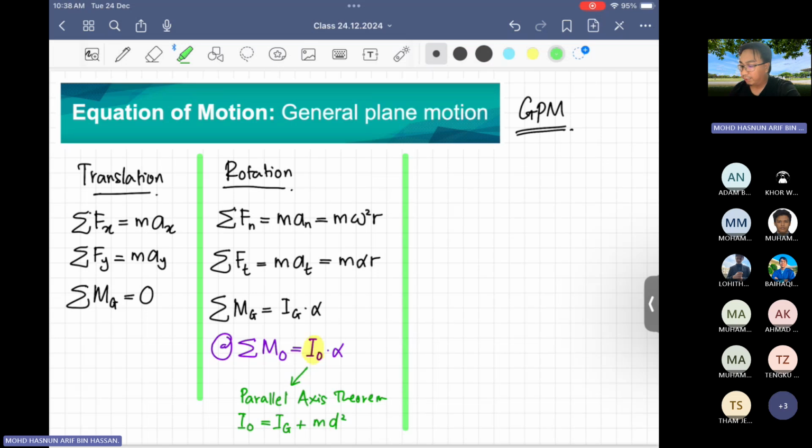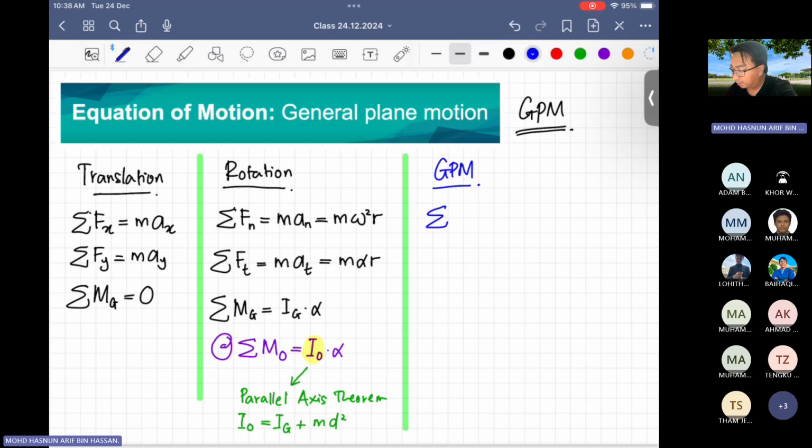So today we are going into general plane motion. For general plane motion, we will be using the XY coordinate system again. So the equations will be Fx equals max. This is one. The second equation will be Fy equals may. And this time around, not like translation, for general plane motion the object is rotating while translating, so both types of motion. So we have MG, which is not equal to 0, but it is equal to IG times alpha.